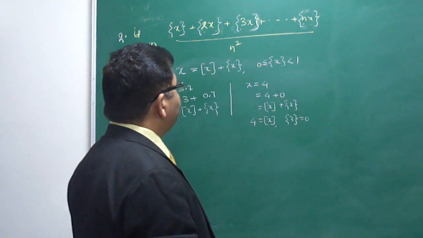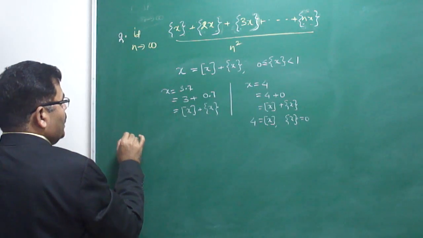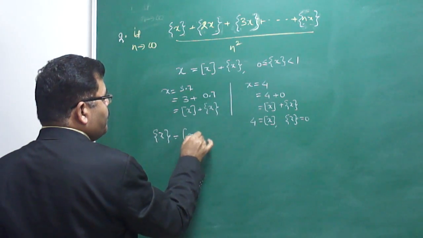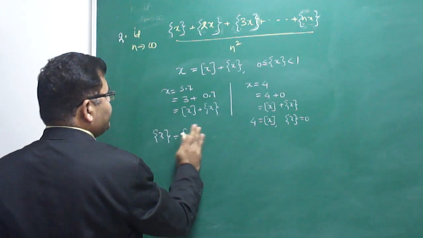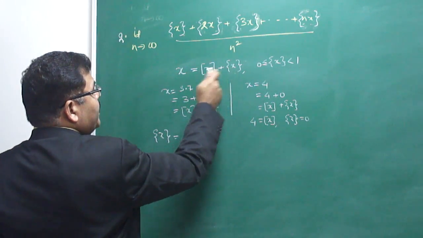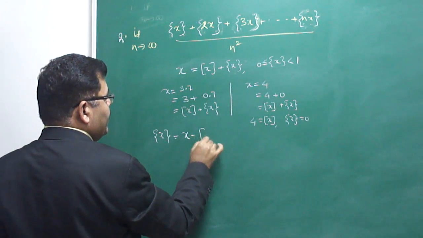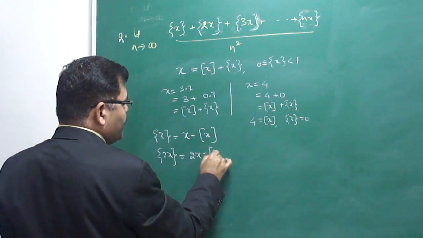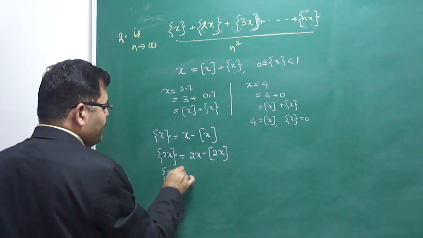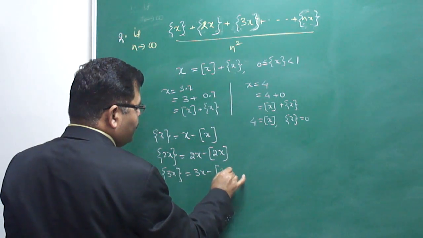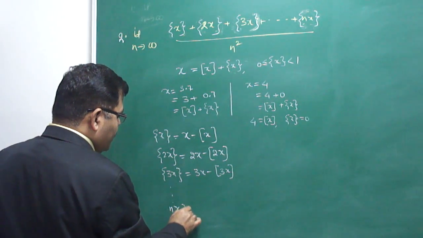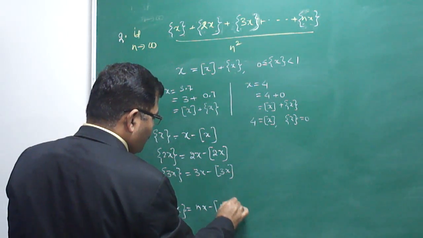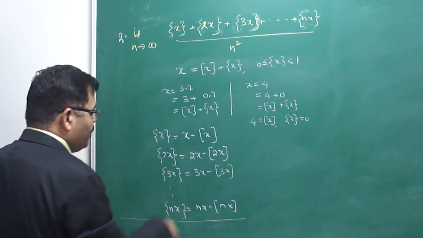Now what to do is, in this question I can write each fractional part as x minus integral part. Fraction part of x can be written as x minus integral part of x. Fraction part of 2x can be written as 2x minus integral part of 2x. Fraction part of 3x can be written as 3x minus integral part of 3x, and so on. Fraction part of nx can be written as nx minus integral part of nx. Now if I sum up all these, then what will happen?